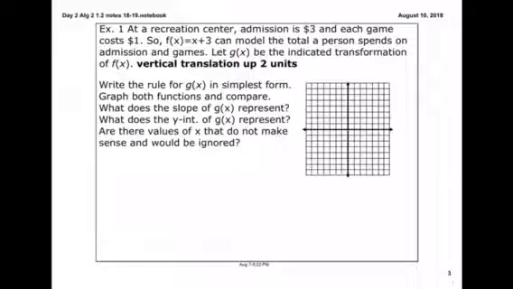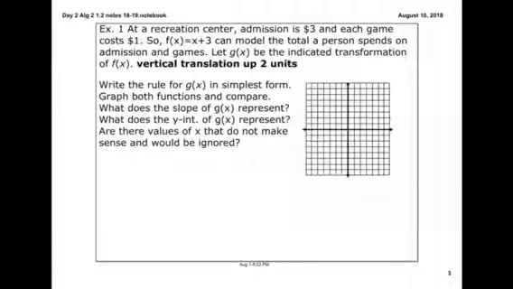Example number 1, at a recreation center, admission is $3 and each game costs $1. So f of x equals x plus 3 can model the total a person spends on admission and games. Let g of x be the indicated transformation of f of x if it moves vertically 2 units up. It then says write the rule for g of x in simplest form, but before we do that, we want to graph f of x on our graph.